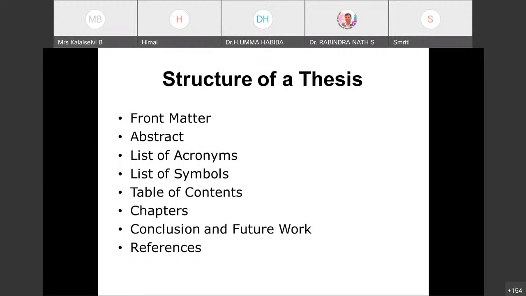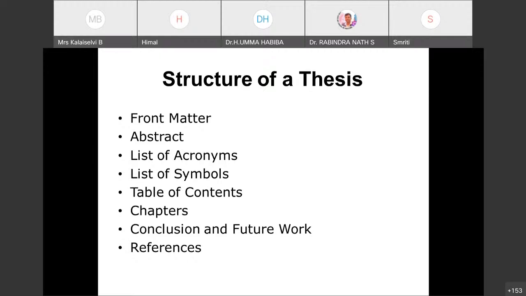So then if you talk about the final aspect, which is a thesis, the thesis is totally different from a journal paper and a conference paper. Normally you have the front matter depending on the university requirements, and then you have the abstract. The abstract will be a little bit longer as compared to a conference and a journal paper, and then a list of acronyms and list of symbols, table of contents, and then the research is presented in your chapters, right?